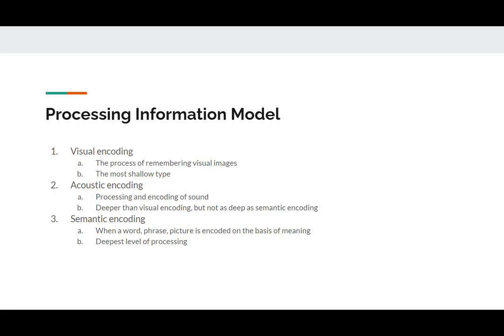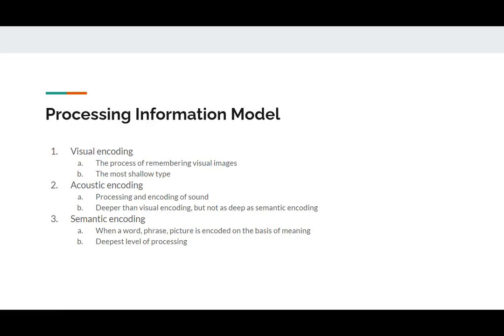There are 3 steps in creating a new memory. Encoding is the first. Encoding is the process of sensing information, processing the information, and storing it to be retrieved later. According to the processing information model, which we'll be talking about now, there are 3 different levels of processing information. The first one is visual encoding.